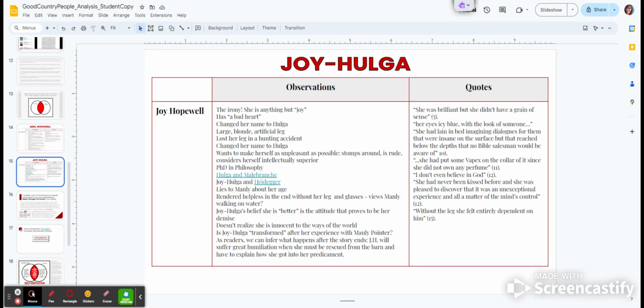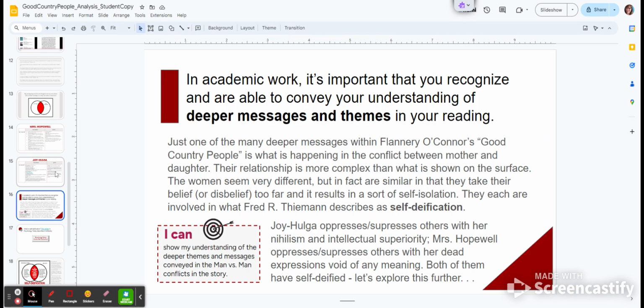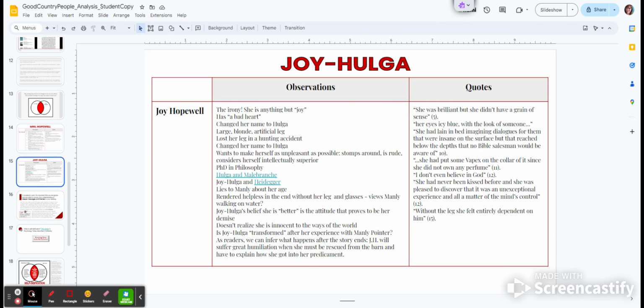Also, a very large part of the story and an interesting point is that she changed her name to Hulga, supposedly one of the ugliest names in existence. She tries to make herself as unpleasant as possible. She stomps around. She's rude. She thinks of herself as intellectually superior. She has a PhD in philosophy, which drives her mom crazy because she can't pinpoint it. She can't say my daughter's a teacher, my daughter's an engineer. It's she's a philosopher. And I think there's a phrase in there where that went out with the ancient Greeks and Romans. Like there's no such thing as a philosopher anymore.